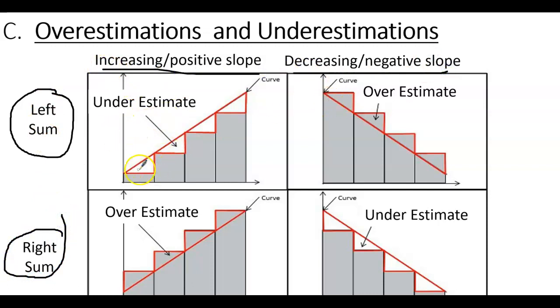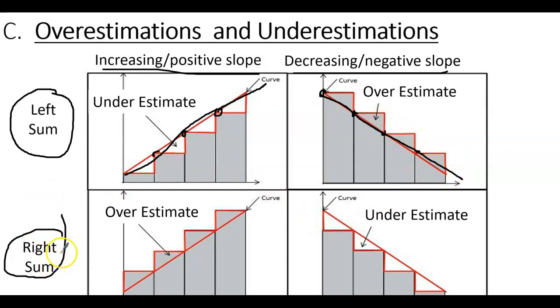So if you have a function that's increasing, then a left-handed sum will give you an underestimate. But if your function's decreasing, the opposite happens. In that case, if your rectangle's left-handed corner is on the curve, the right-handed corner is going to go above it and you end up with an overestimate.